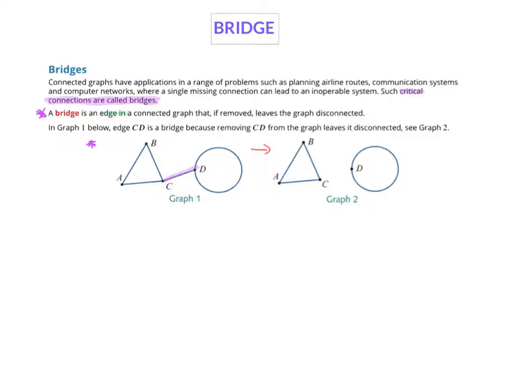So a bridge is an edge that connects the graph, that if it was removed, leaves the graph disconnected. So here we can see below in graph 1, if we remove this CD edge, then we would be left with 2 sections that are not connected. So we wouldn't be able to flow, things wouldn't be working. So this CD is a critical connection. So that's what a bridge is.